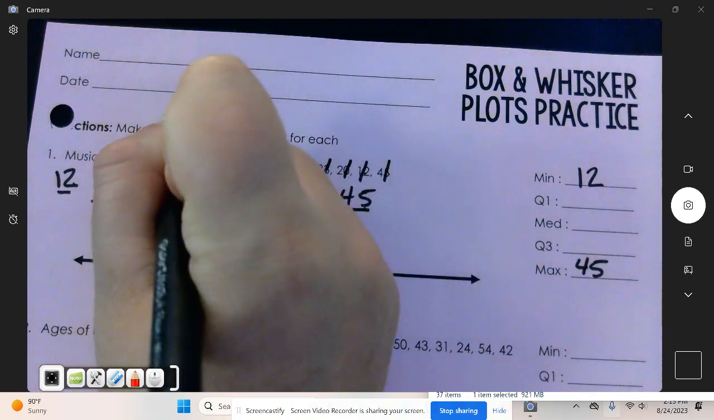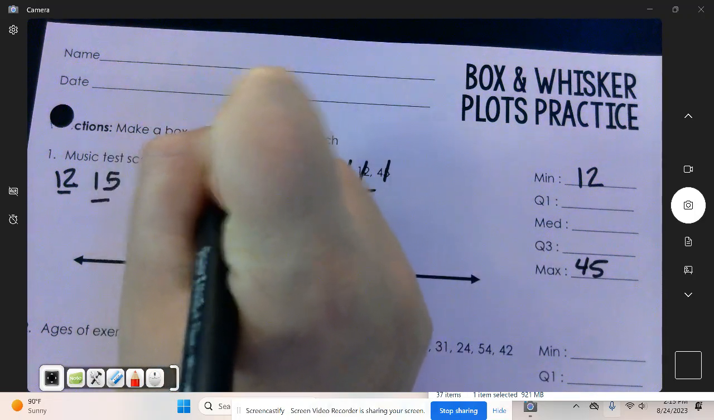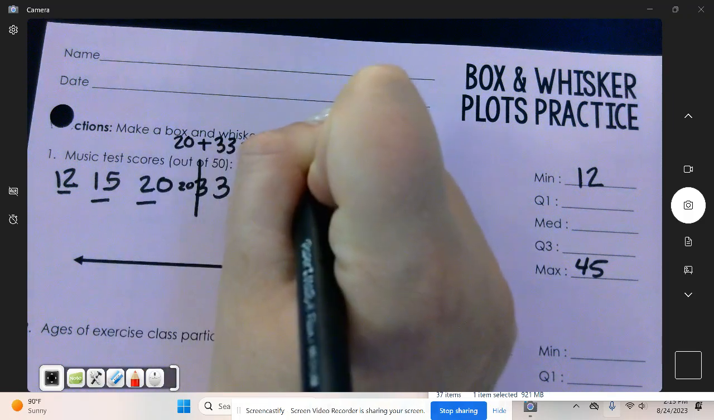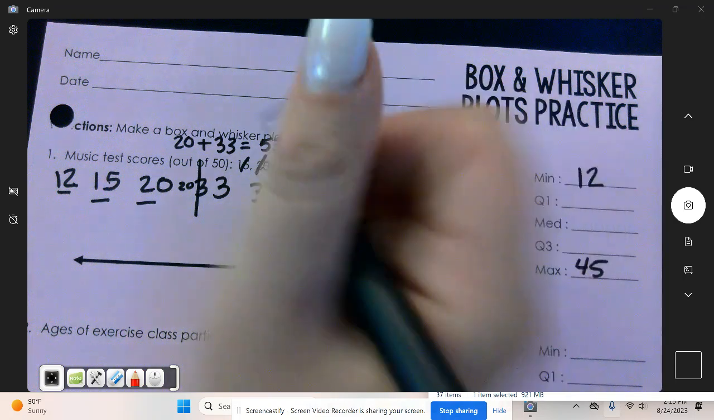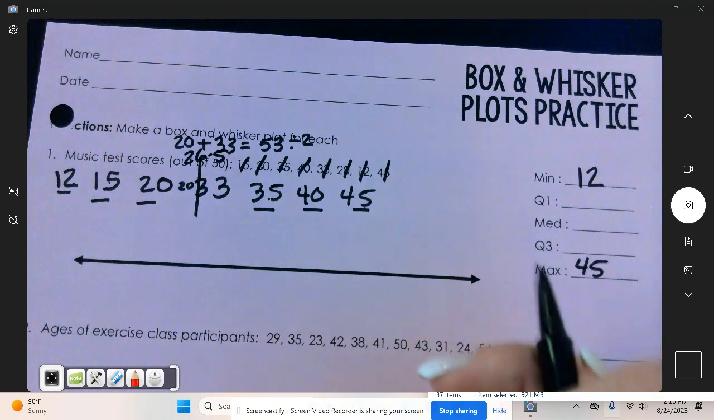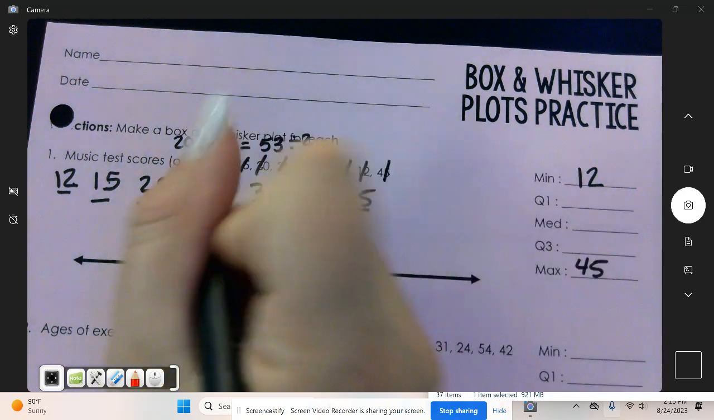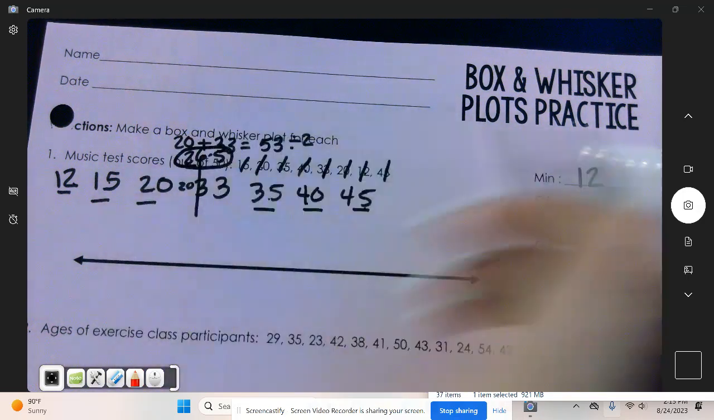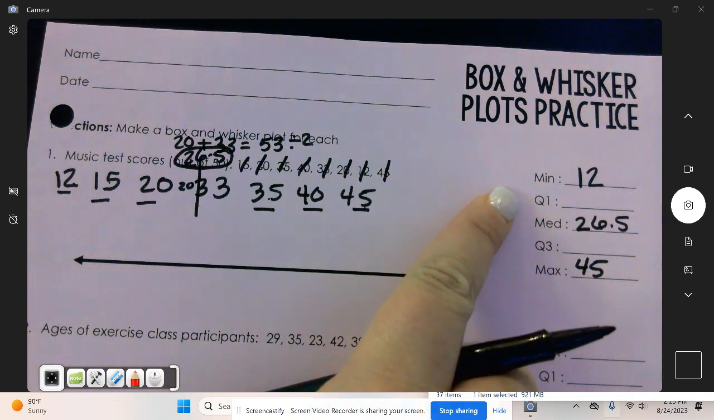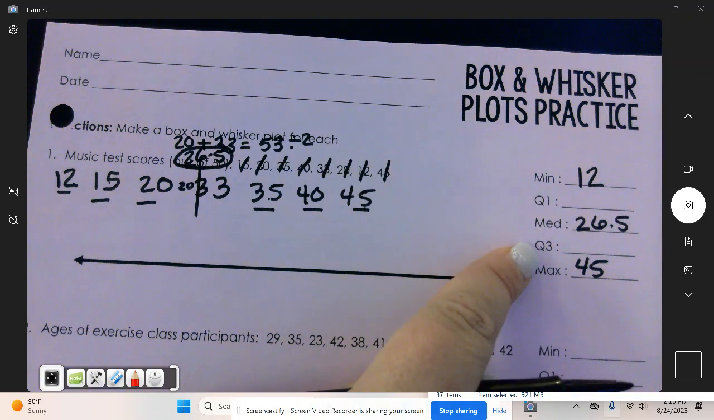I'm going to add 20 plus 33, which gives me 53, and then I'm going to divide it by 2, which is going to give me 26.5, which we also say is 26 and a half. So 26 and a half is my median. Now we can find Q1 and Q3.